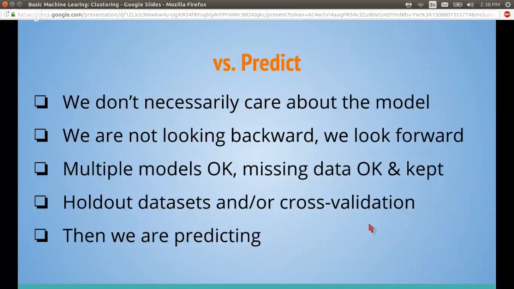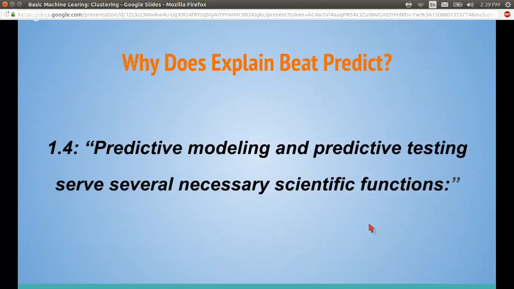So that's what a holdout data set is. You have part of your data you're using to train your model, and part of your data you're using to test it. And if you don't have enough data, you can slice and dice the data differently. You might take your first 70% and train, then test on your last 30%, and then flip it around: train on your last 70%, test on your first 30%. So these are all things where you're doing prediction. You're not really caring what model you come up with.